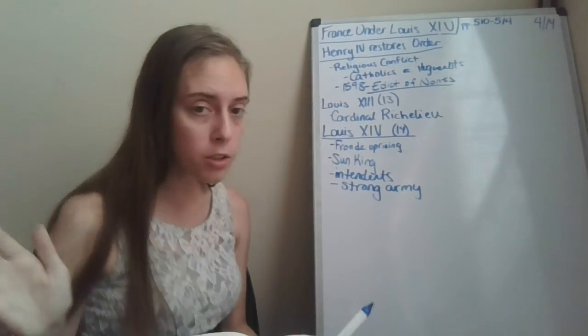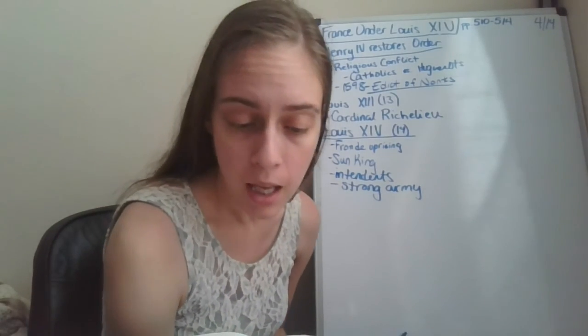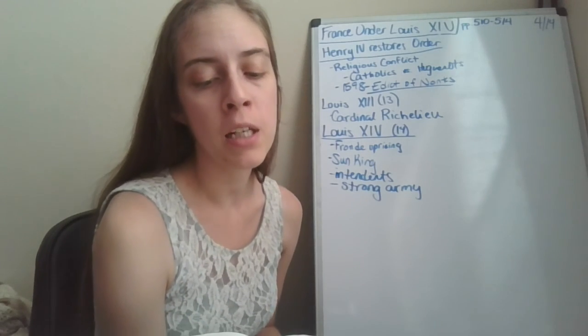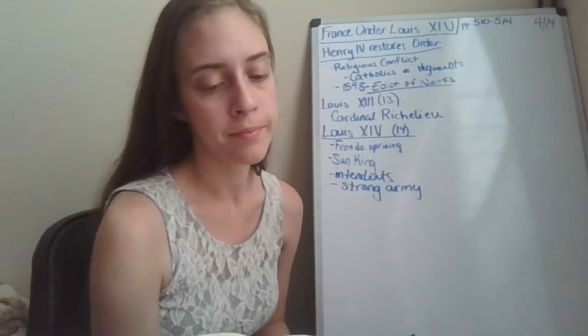Now, let's talk about Colbert. Not Stephen Colbert, like the Colbert Show, but Jean-Baptiste Colbert, the finance minister of Louis. He imposed mercantilist policies. So remember mercantilism being you put your value on silver and gold.